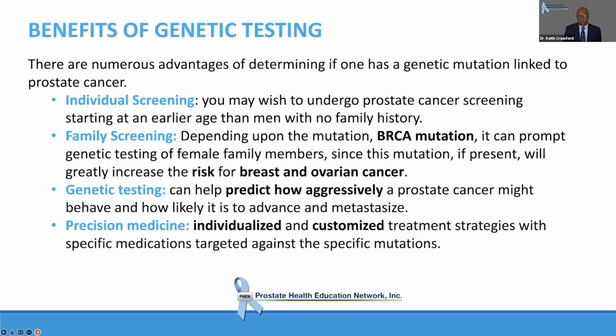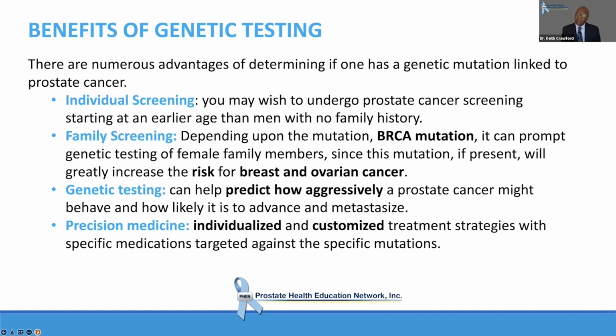Now, what are the benefits? There are numerous advantages if you know what genetic mutation you have and how it links to prostate cancer. From an individual perspective, you can individually screen. So you may wish to undergo prostate cancer screening, and it may start at an early age, even if you have no family history. But if you're African American, normally we're at high risk. So one would suspect that we may want to think about individual screening because we're high risk.